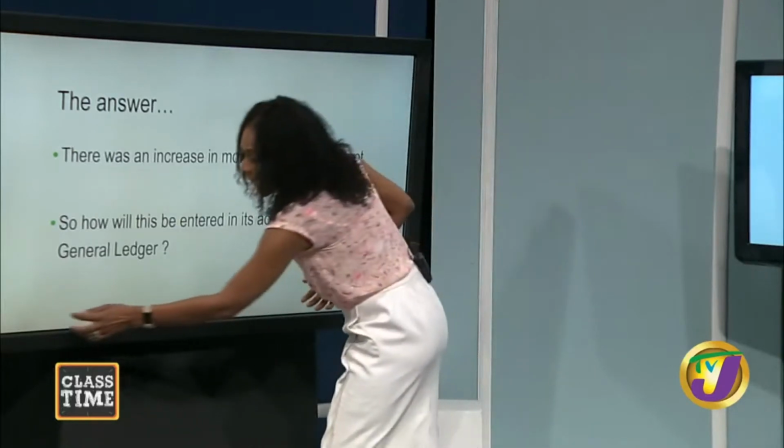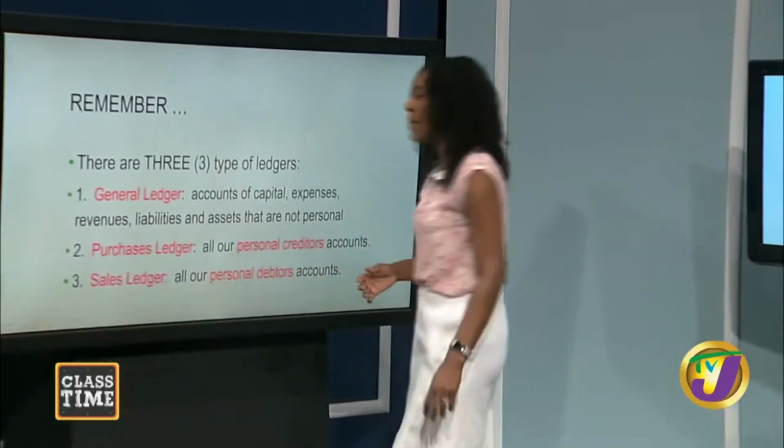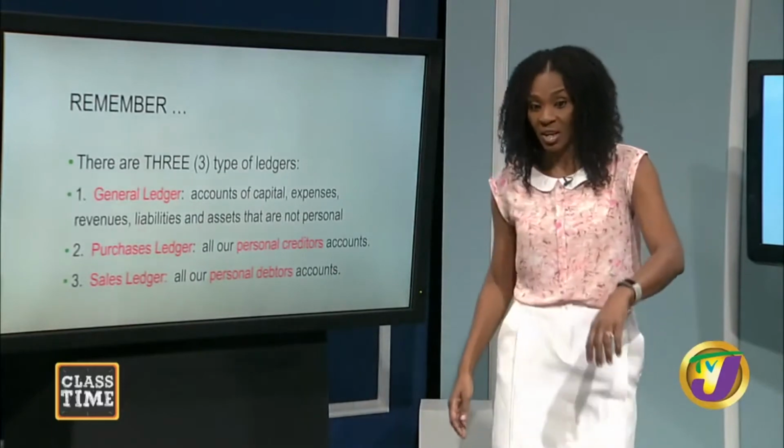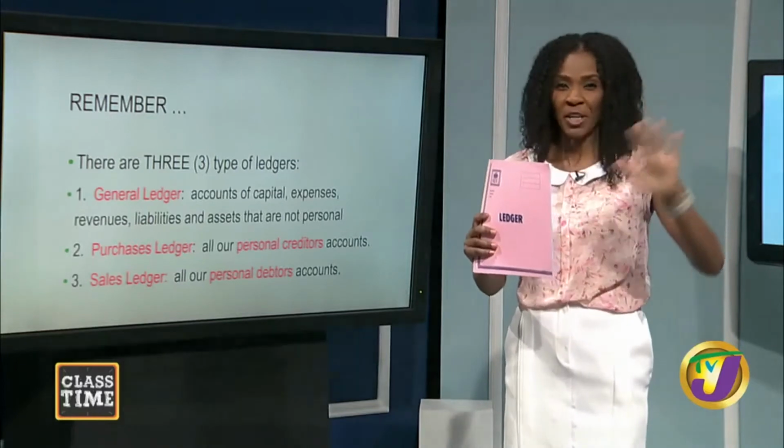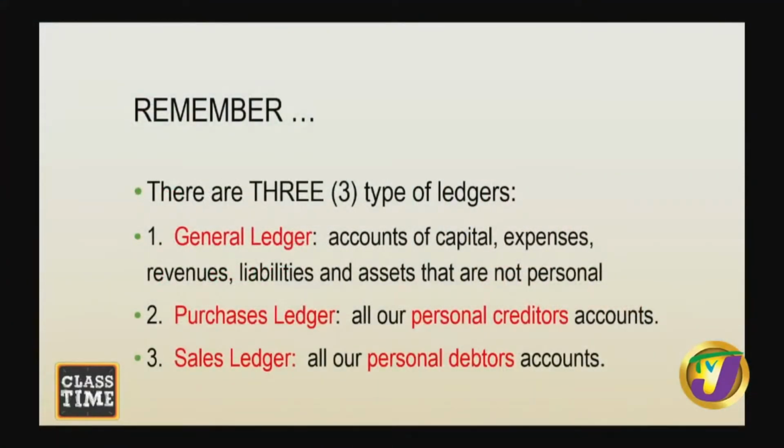remember that we have basically 3 types of ledgers. Remember, we're going to deal with different transactions, and we don't want the confusion. So normally we maintain 3 different types of ledgers. We have what is known as the general ledger. In the general ledger, you will have accounts of capital, expenses, revenues, liabilities, and assets that are not personal.